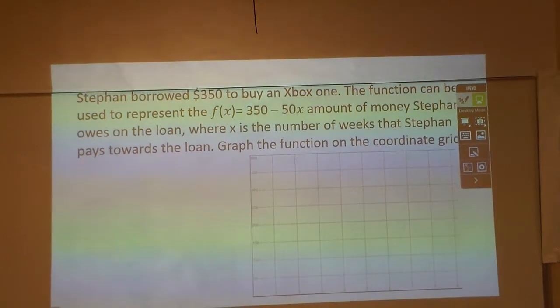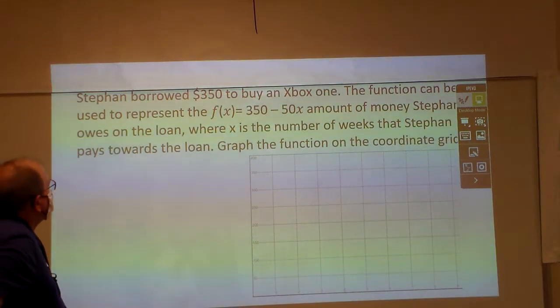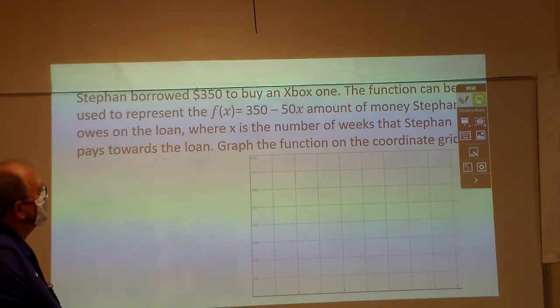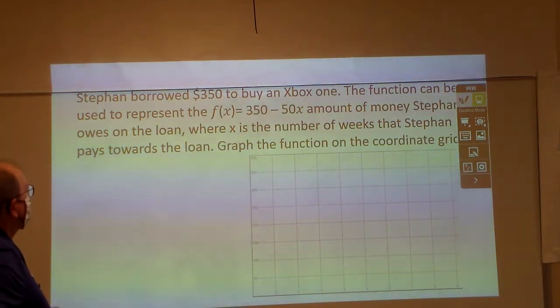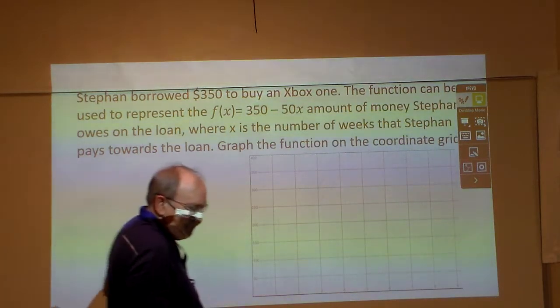Okay. Stefan borrowed $350 to buy an Xbox One. The function f of x equals 350 minus 50x can be used to represent the amount of money Stefan owes on the loan, where x is the number of weeks that Stefan pays towards the loan. Graph the function on the coordinate grid.